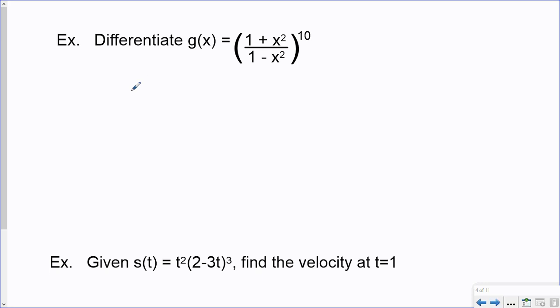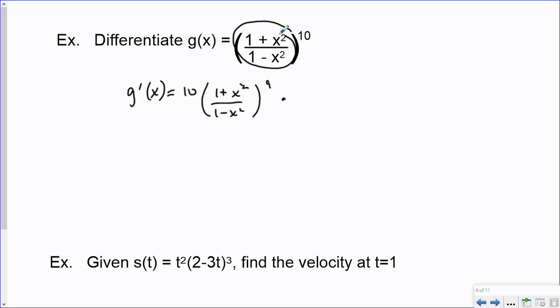Okay, let's do this one. All right, so it's going to be the derivative of, sorry, 1 plus x squared over 1 minus x squared. Oh, that's a quotient. This is going to be a bad one. All raised to the power of 10. Well, I'm going to do the derivative of the function raised to the power of 10 first. That'll be 10 times the function raised to the power of 9. Then I have to multiply it by the derivative of my inside function. I need the quotient rule for that.